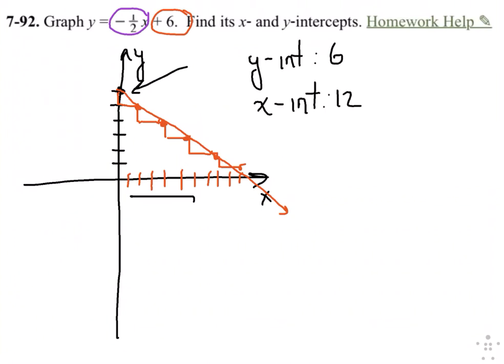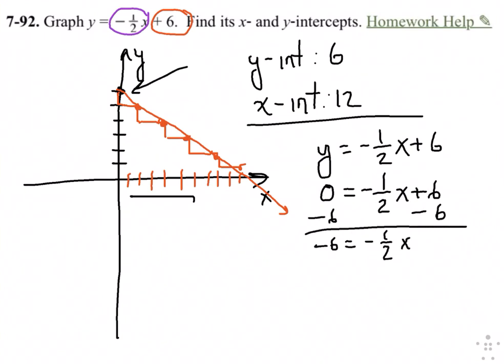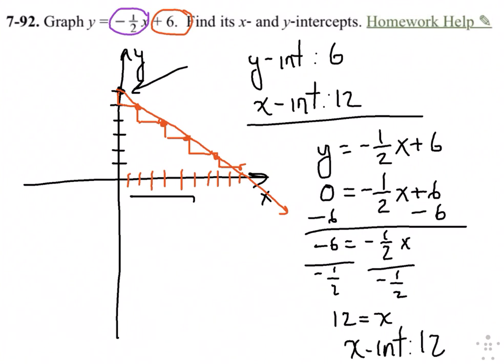If I wanted to do that algebraically, right, to find the x-intercept, I could take the equation y equals negative 1/2 x plus 6, and find the x-intercept. That's the point where y is 0. So I could put a 0 in there for y, and I could solve, right? So I would subtract 6 from both sides and get negative 6 equals negative 1/2 x, and then divide both sides by negative 1/2, which is multiplied by negative 2. So I'd get 12 equals x. So the x-intercept would be 12. That's algebraically, and this, of course, on the left is graphically.